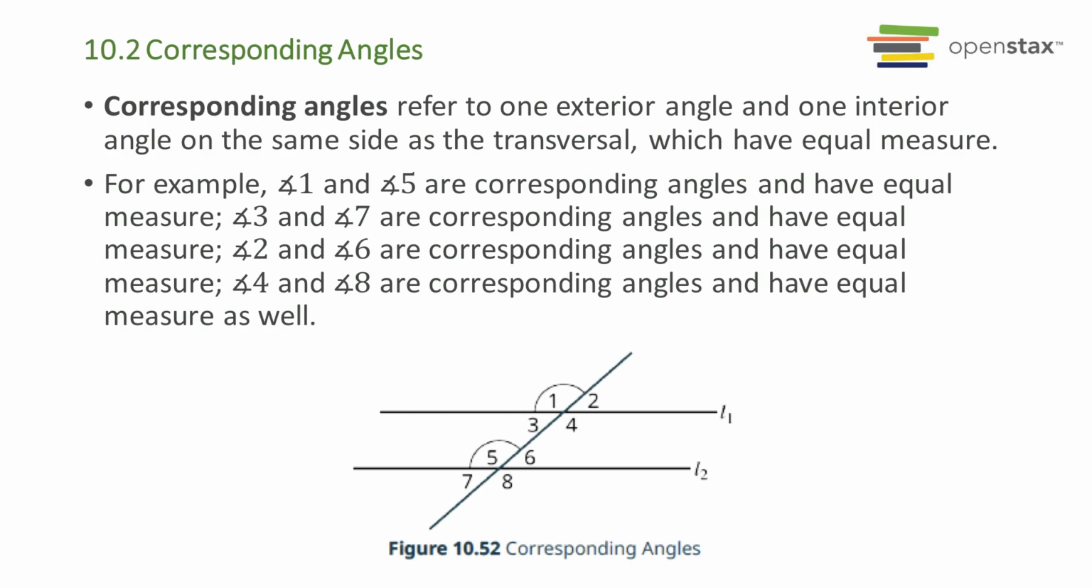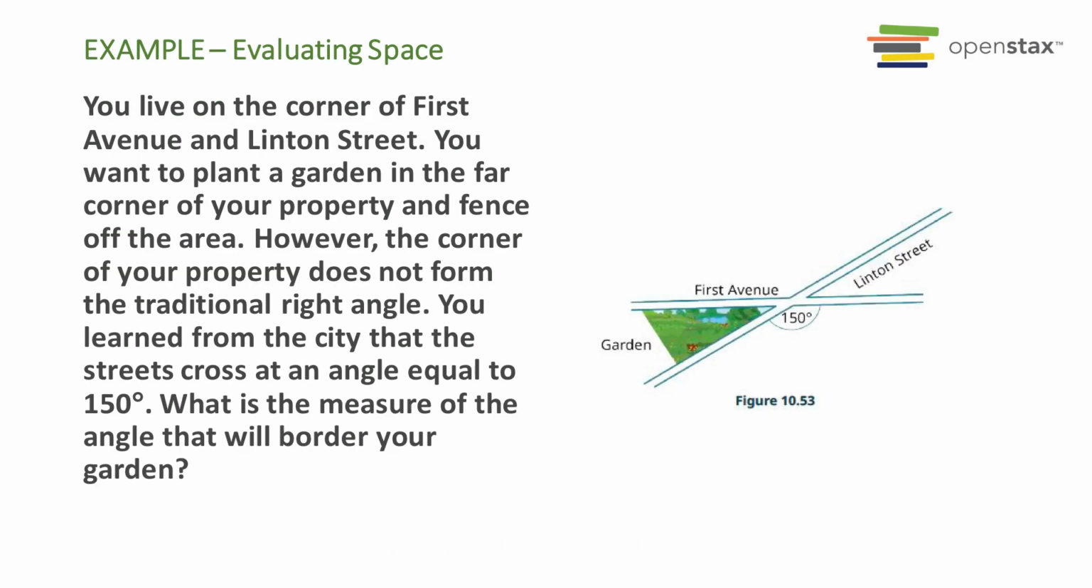Now, what I didn't mention was corresponding angles. Corresponding angles are ones that are in the same position on the parallel and the transversal. So, for example, 1 and 5 are corresponding, 2 and 6 are corresponding, 3 and 7, and 4 and 8. Those are all corresponding angles, and they also have equal measure to each other as well.